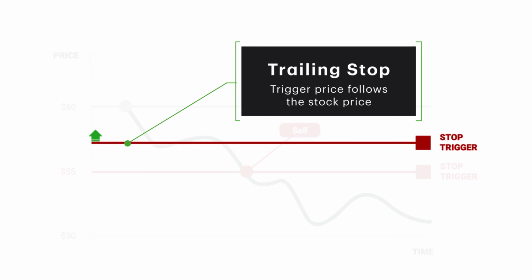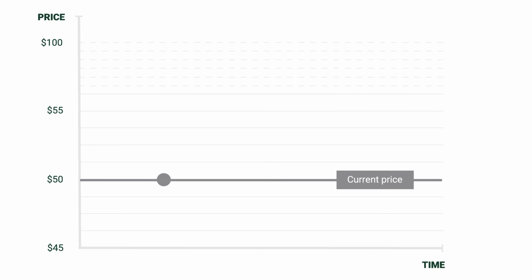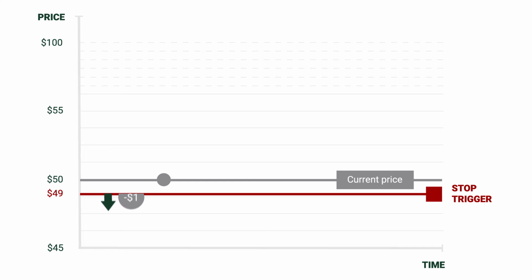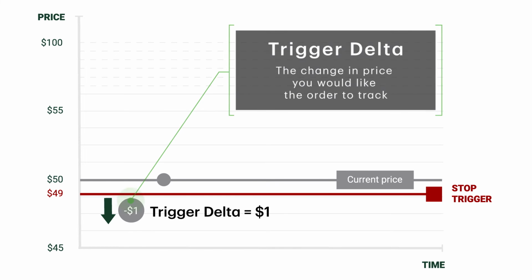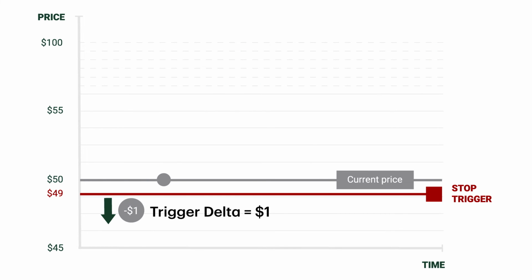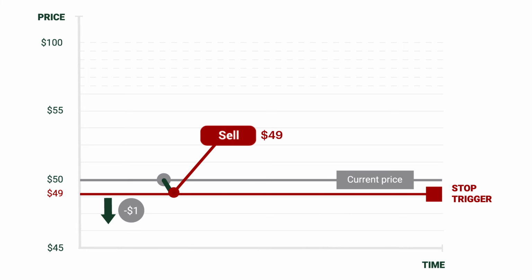Let's see how this works. If you own stock that is currently $50, you may enter a trailing stop market sell order with a trigger delta of $1. Delta represents the change in price that you would like the order to track. For example, a delta of $1 means you're looking for a $1 drop in stock price from the current market price. So, if the stock costs $50 now, your order will trigger when it falls by $1 to $49. The system automatically calculates this value once the order is sent through our platforms.